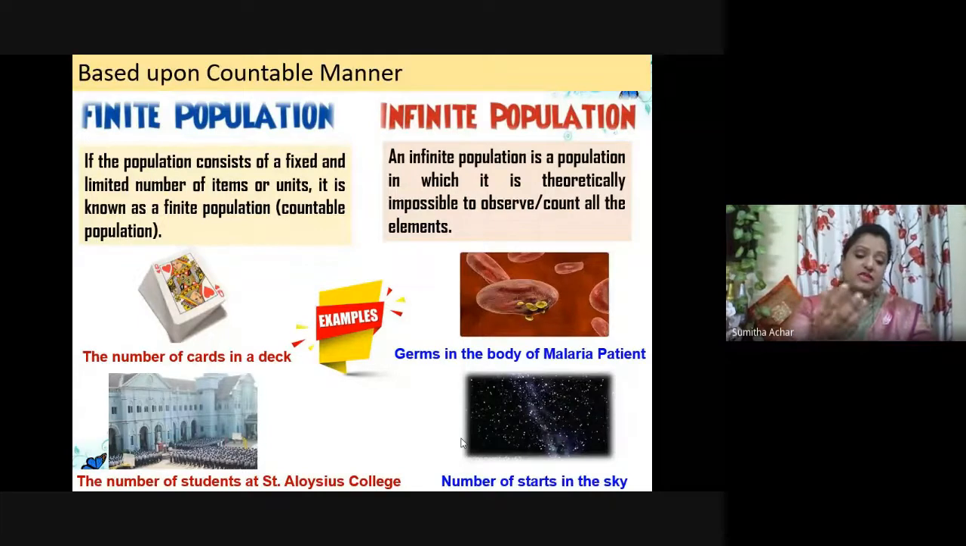So, if your sampling frame exists, then it's a finite population. And if a sampling frame does not exist, then it's an infinite population. For example, the number of cells in the body of a human being, or germs in the body of a malaria patient, number of stars in the sky, or the number of cigarette smokers in Mangalore, right? Number of soft drink lovers, right? You cannot have a database where you can get an idea of all these things, right? So this is termed as an infinite population.